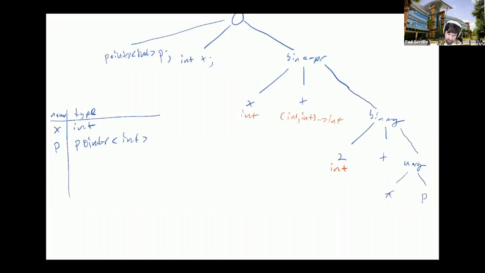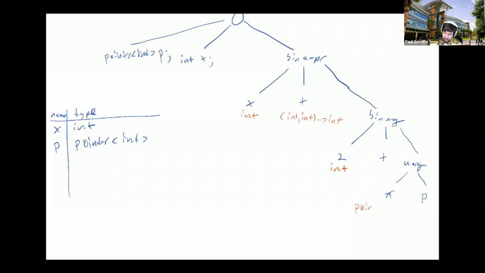Now, in order to be able to check and find the type of this binary expression, we need to first find the type of its right operand. So this is a kind of interesting question. What is the type of the unary dereference operator? Can anybody guess or figure this out, what it does? This is a little bit of a hard question. Somebody said a good one here: pointer to an int.